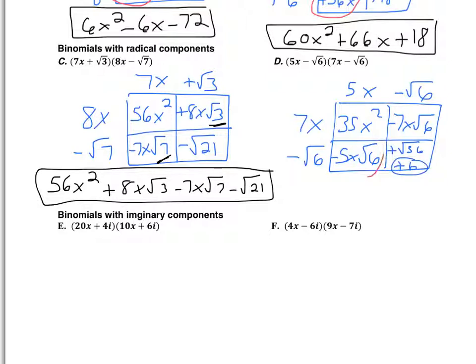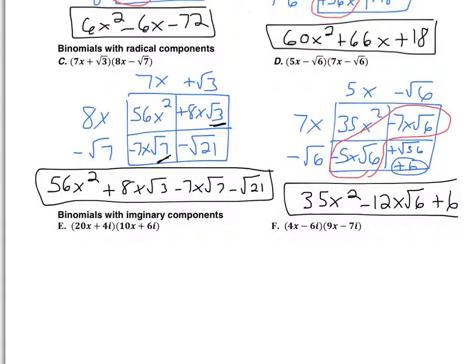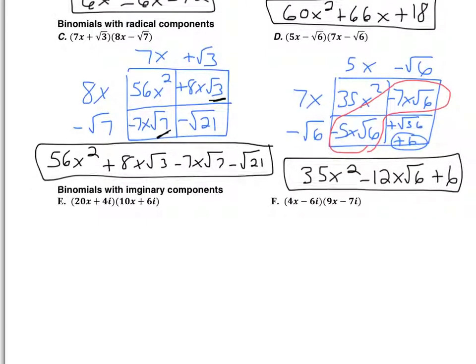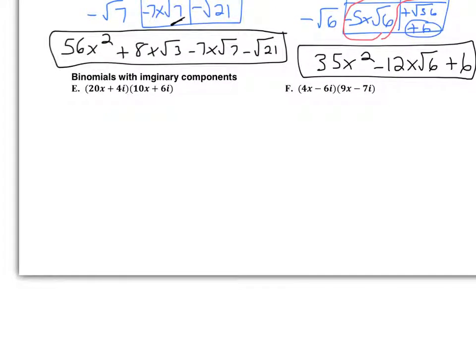And in this case, we have x root 6 and x root 6, so these are like terms. So we end up with 35x squared. Negative 5 and negative 7 make negative 12x root 6. And then plus 6. Similar thing happens when we have i. We're still going to make our box.